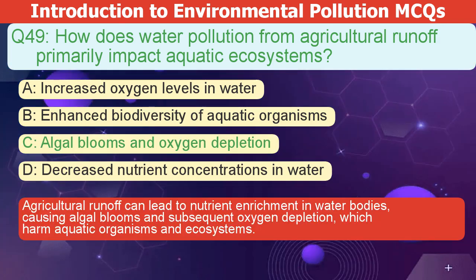The correct answer is C. Agricultural runoff can lead to nutrient enrichment in water bodies, causing algal blooms and subsequent oxygen depletion, which harms aquatic organisms and ecosystems.